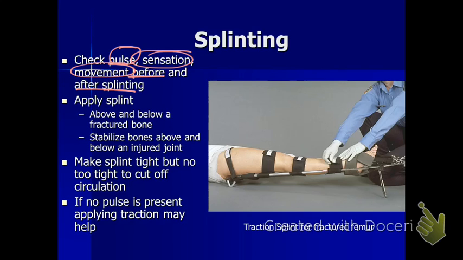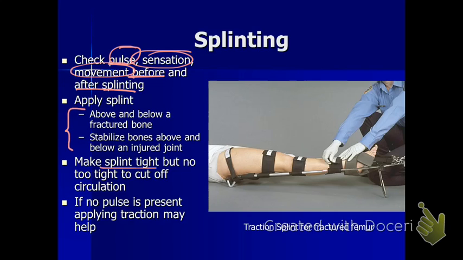The after tells us whether or not our splint is too tight, and the before just gives us a good gauge on whether or not our circulation is within normal limits. We're going to apply the splint. Again, rule of thumb, if it's a joint, we're going to splint the bones above and below it. And so those are the rules of thumb for splinting.